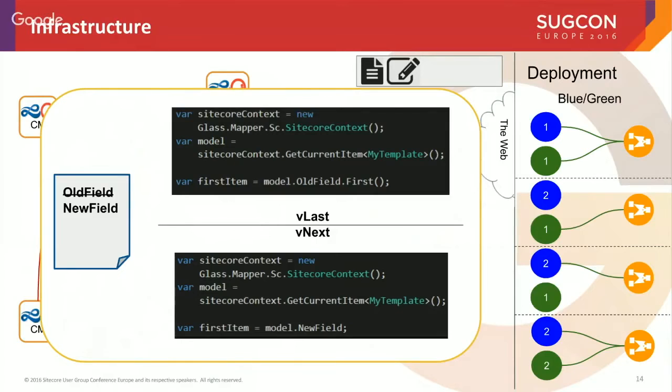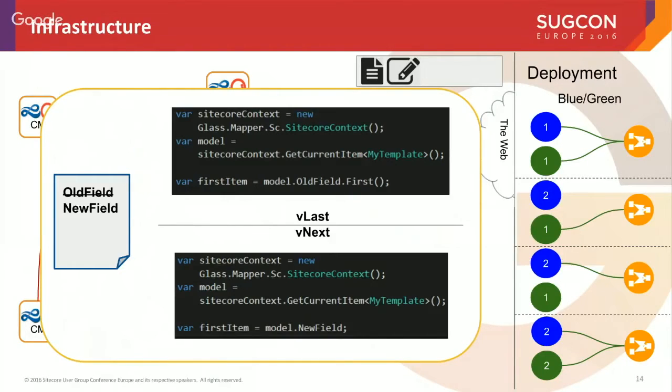However, there are a few things we need to think about when we do blue-green deployment. Firstly, things like the templates changing. Now, if you can see in my first bit of code, I'm getting a model from Sitecore, and I'm reading its old field value. But in my new piece of code, I'm going to read the new field instead.